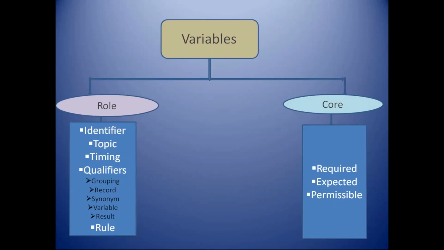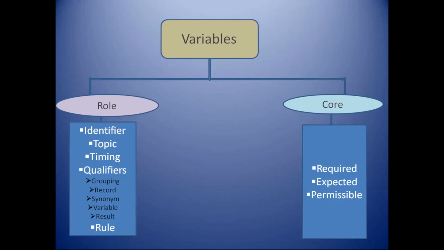In the qualifiers, we have 5 types of qualifier: grouping qualifier, record qualifier, synonym qualifier, variable qualifier, and result qualifier. How these are classified, I will explain in the regular classes. Again, we have one more variable, that is the rule variable. What is a rule variable? You can find the rule variable only in trial design model domains. I will explain that after this in the regular classes.